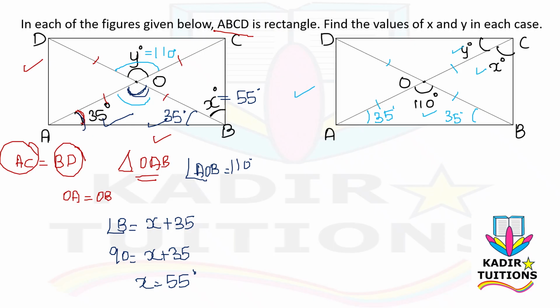So here we are going to use the transversal property. We can take the alternate interior angle. So if at OAB it is 35 degrees, then obviously Y is also going to be 35 degree based on the alternate interior angle. So if this is 35 degree, then our X is equal to 55 degree.